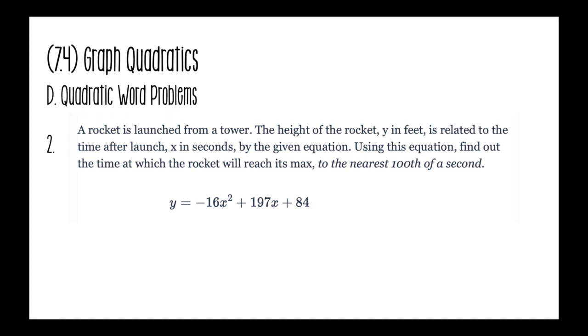For number 2, it's the same type of question here. We're trying to find not the height, which is y, we're trying to find at what time it reaches its max. So again, it's going to reach its max, if you're thinking about the parabola, at the axis of symmetry. And we're only going to look at the x value here. So again, I'll do the opposite of positive 197, which is negative 197, divided by 2 times negative 16. That is going to give me 6.16 seconds. So again, if I was looking for what is that height, I would take that 6.16 and plug it back in. But in this case, I am finished at that point.